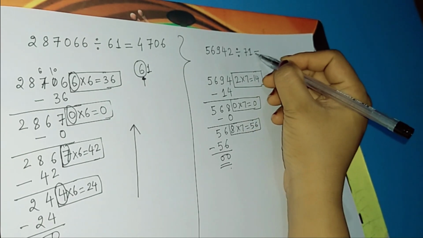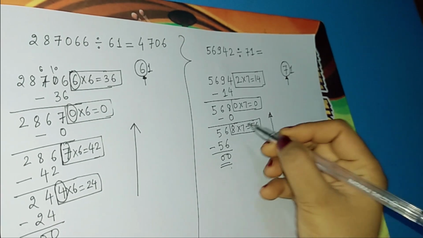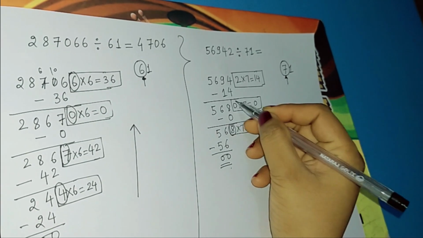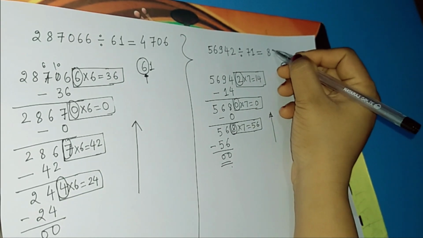And if we want to know the answer for this question, so we need to go from bottom to up. We need to circle this 8, this 0 and this 2. So we got the answer 802.